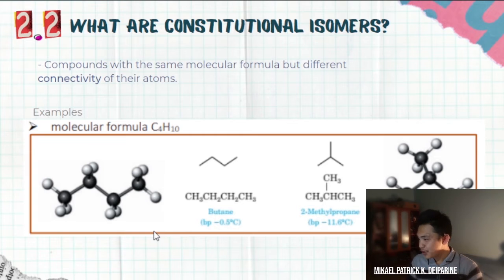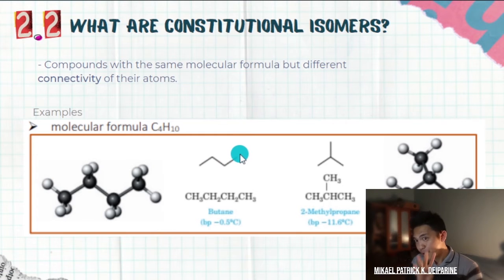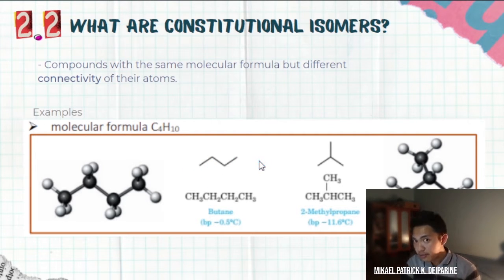But if you count their carbon atoms, they'll have the same value. You count here: 1, 2, 3, 4. 4 carbons. How about the other one? 1, 2, 3, 4. There are 4 carbons again. And if you count the hydrogen atoms, there are 3 here, 2 here, and so on, so it's about 10. How about the other one? 1, 2, 3, 4, 5, 6, 7, 8, 9, and 10. So they have the same molecular formula but different connectivity of atoms.